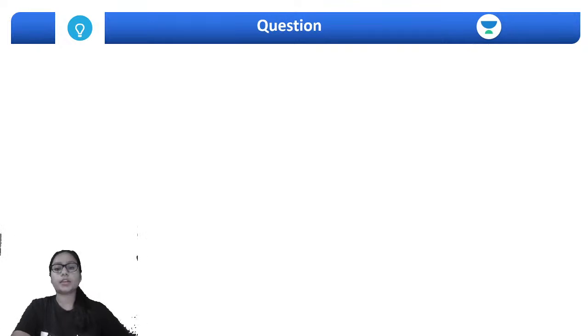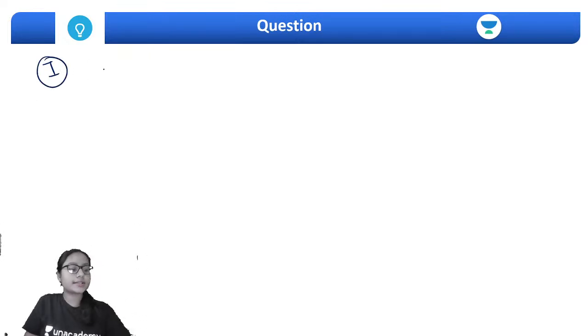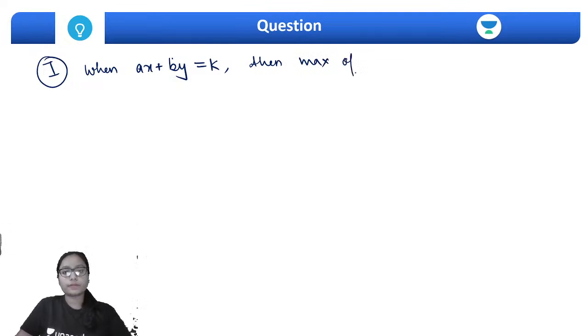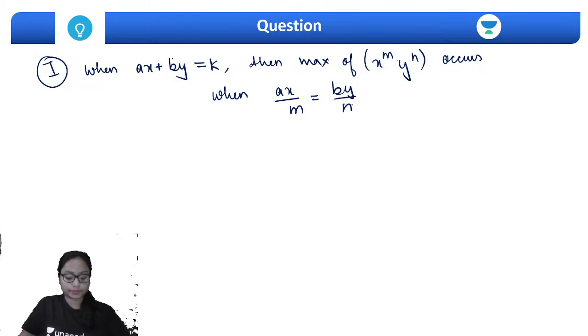How to find x? Okay. All right, let us discuss this thing. See, we have two results here. The first result says that when ax plus by is equal to k, then the maximum value of x raised to the power m into y raised to the power n occurs when ax by m is equal to by n. Okay, this is clear. Now we are using this result to calculate.